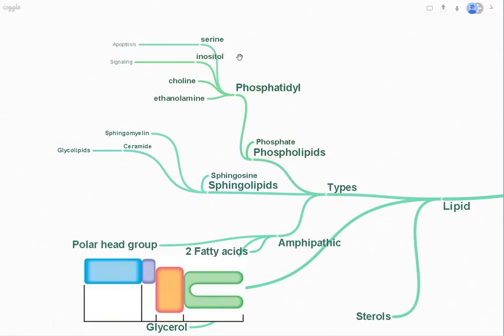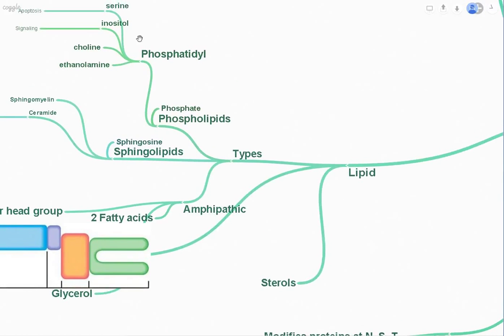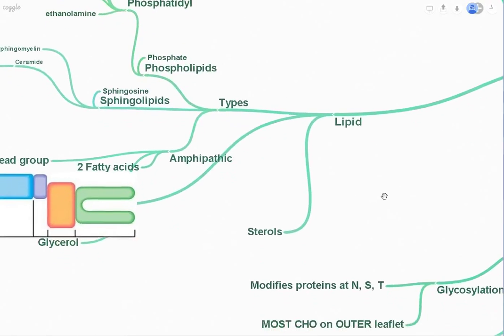be serine and inositol. Serine is apoptosis, so think of a goldfish. How do you know it's dead? Well, it flips upside down and it floats to the top, just like with serine, because it's typically on the inside of the cell. So it will flip to the outside and a macrophage will eat the cell. Inositol is a part of cell signaling, which you will know later, but not right now.